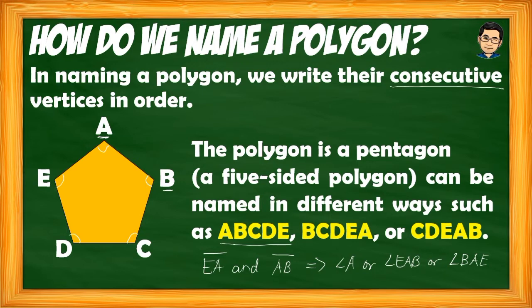Always. So let's check ABCDE. As you can see, it is consecutive, one after the other. Next, BCDEA. So this is B, C, D, E, and then A. They are still consecutive, as well as CDEAB. So there are many ways we can name that polygon. These are just some of the names of the given polygon.